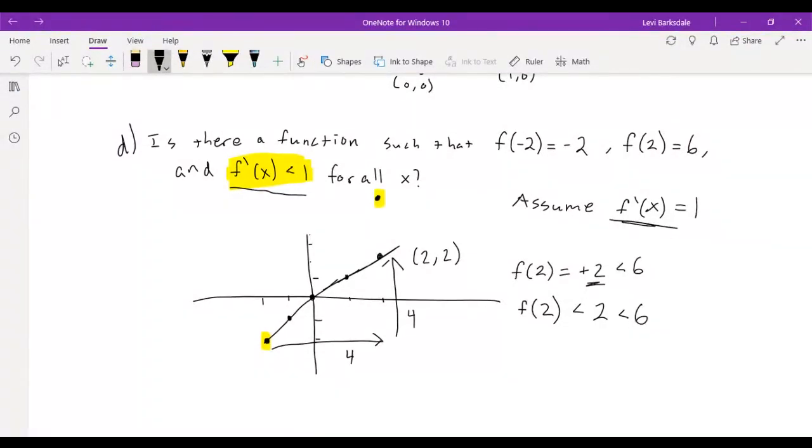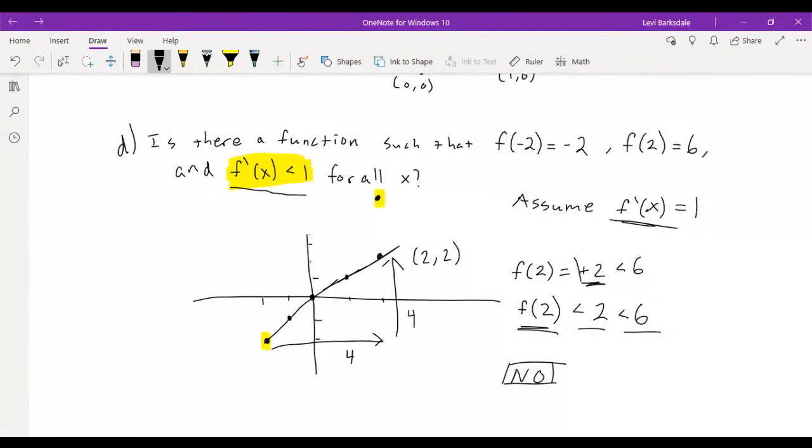But that is actually smaller than the 6 value. And in reality, our slope is actually smaller than this one that we assumed it to be. So the real value of f of 2 has to be smaller than this 2, which is in turn smaller than the 6. So we actually cannot have a function that satisfies these conditions, because the slope is not big enough to get our function from this -2 up to this 6.